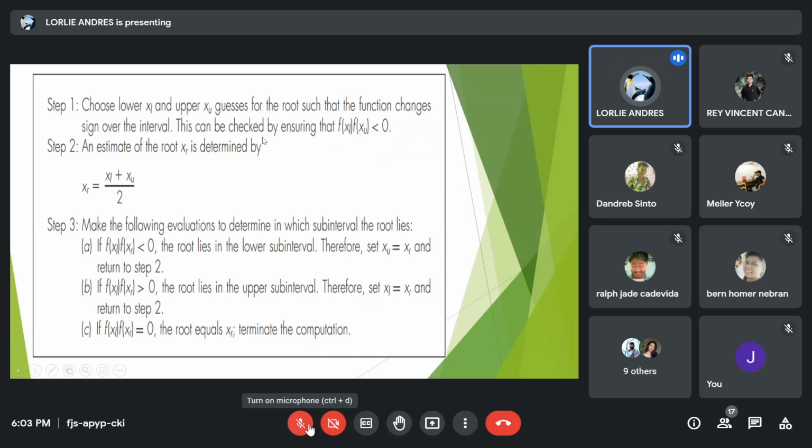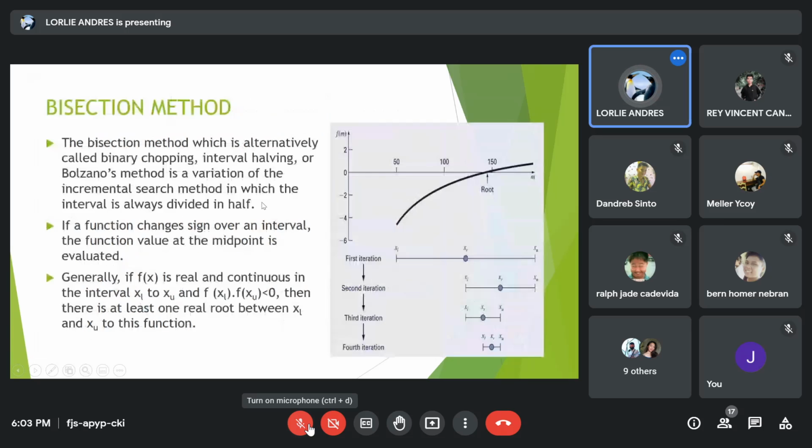The second step is to estimate the root x sub R by adding the x sub L plus x sub U divided by 2. So mani siya ang second step. Then the third step, make the following evaluations to determine in which subinterval the root lies. Asa dapita kung paraning sa dire. Unsaon nato pagkabalo nga si x sub L na asya dire. Unsaon nato pagkabalo nga si x sub U mo ni siya dire.